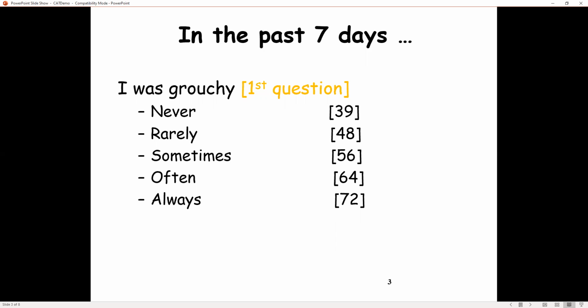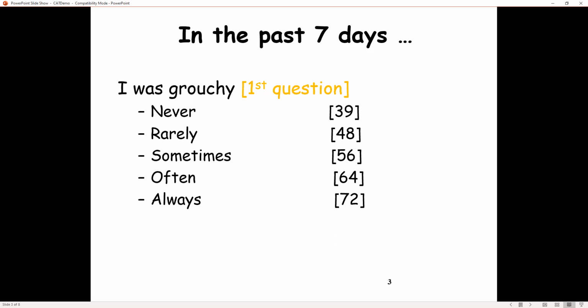And there's some standard error associated with that, which goes down as you ask more and more questions. If I say rarely, it's going to be 48. So that's pretty close to the US general population mean. Sometimes it's going to say 56, often 64, and then always it's going to guess 72. So if I say I was always grouchy in the past 7 days, it's going to think I'm an angry person based on this one question.